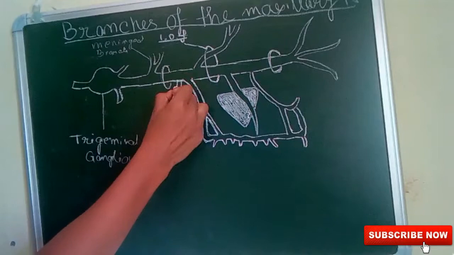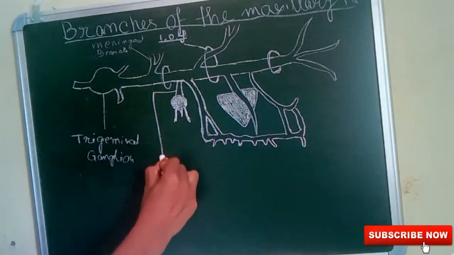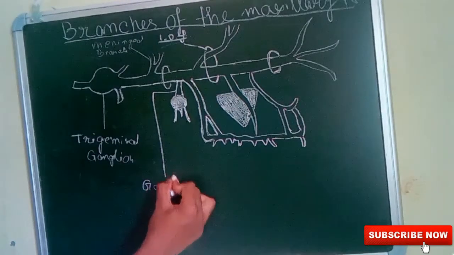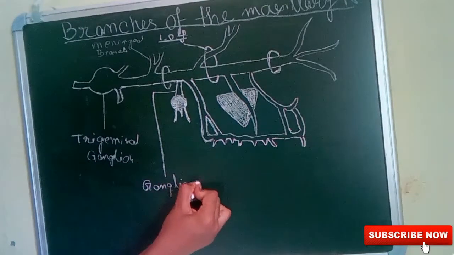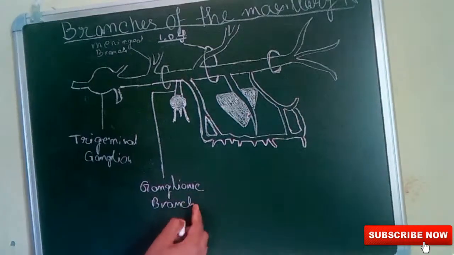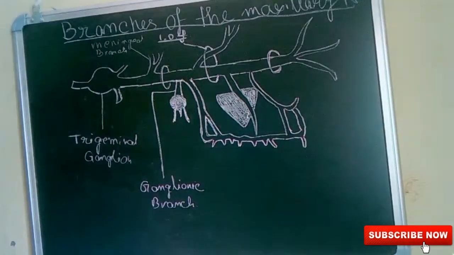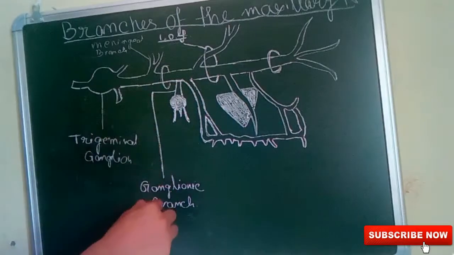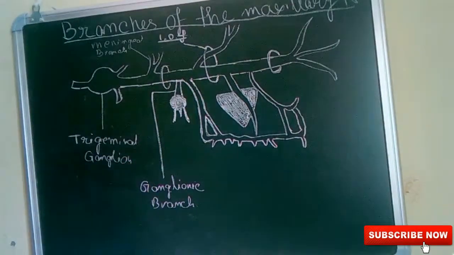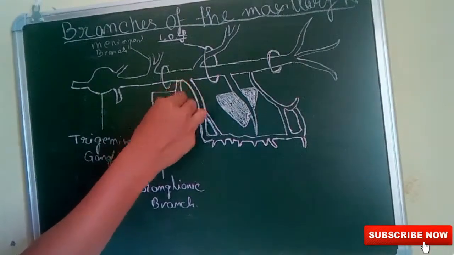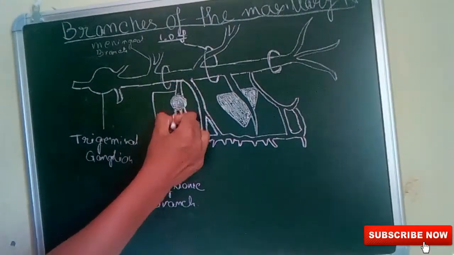This is the pterygopalatine fossa. These are the ganglionic branches, of which there are two, which supply the pterygopalatine ganglion, and this is the pterygopalatine ganglion. It supplies this area.